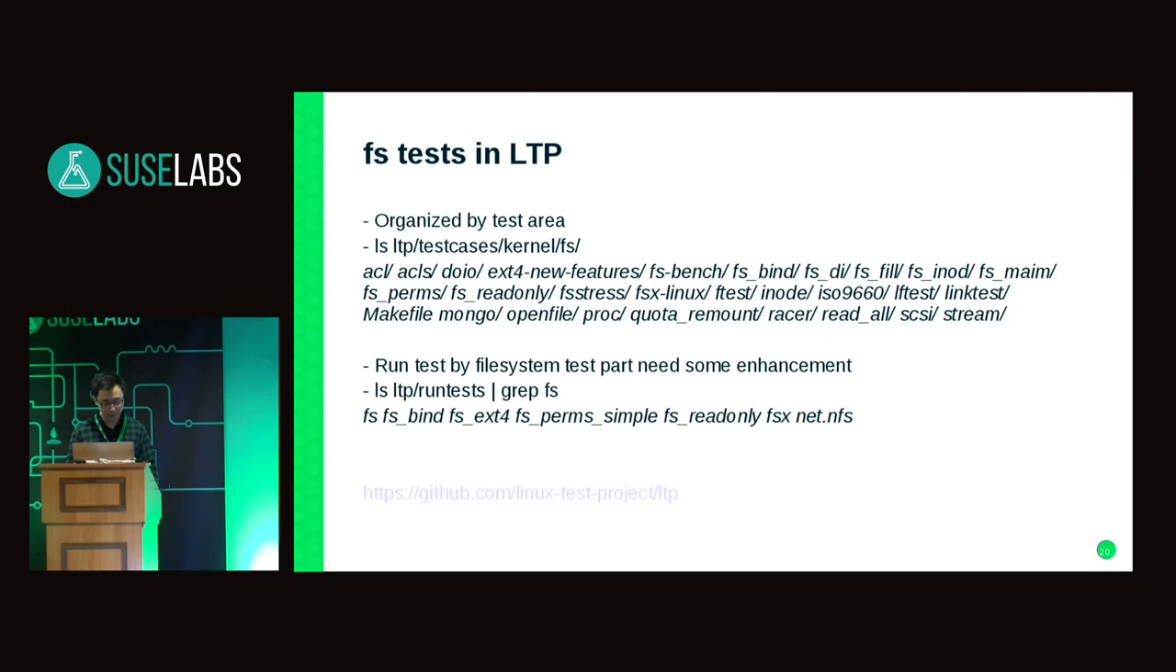I'll make a very short introduction to FS testing in LTP. The organization is a little different from xfstests. It's organized by test area, and you can see from the ls that it is divided by features or test types. When running it, you should go into the runtest folder and run by different types of file system, but for now there are not that many types. This part needs some enhancement, and I need to look into the code more deeply.